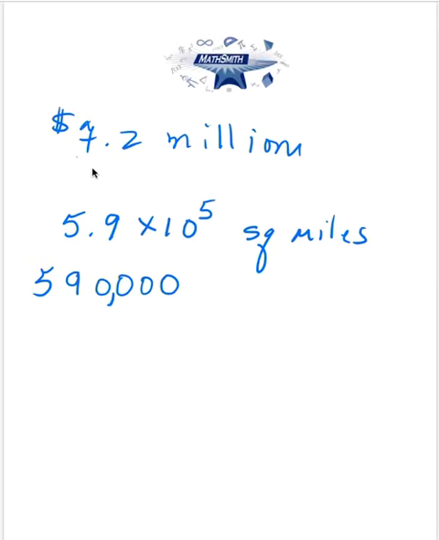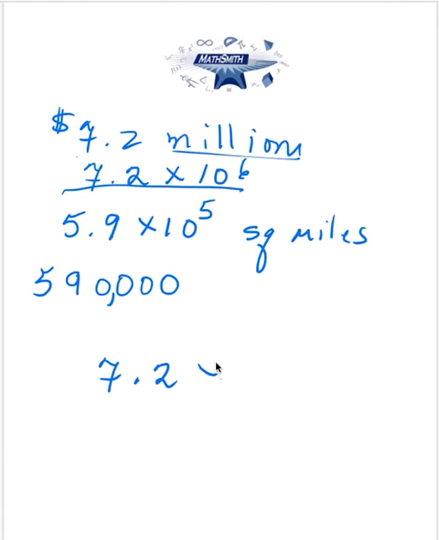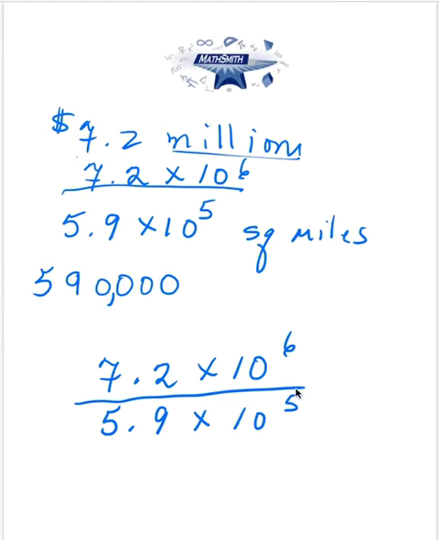Now 7.2 million, what is that? That's really 7.2 times 10 to the 6th, right? A million is 1 with 6 zeros. So that's what it is in scientific notation. They're asking us to take the total cost, 7.2 times 10 to the 6th, because we're trying to figure out what the cost is per square mile. And then we're going to divide that by the total number of square miles, which is also in scientific notation, 5.9 times 10 to the 5th.